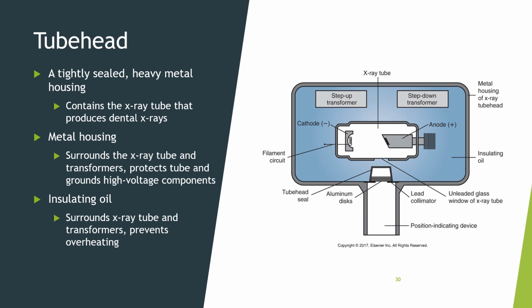All of that blue area in this picture is the insulating oil, and it surrounds the X-ray tube and transformers, and it prevents overheating. So that oil, every single time you take a radiograph, is absorbing that heat. The part of the dental X-ray machine that is lined up with the film holder and directed toward the patient's face, and contains all of that wonderful tube head material, is called the tube head.